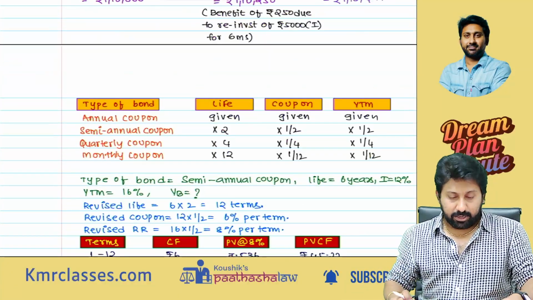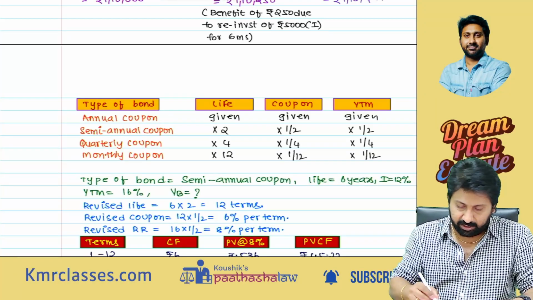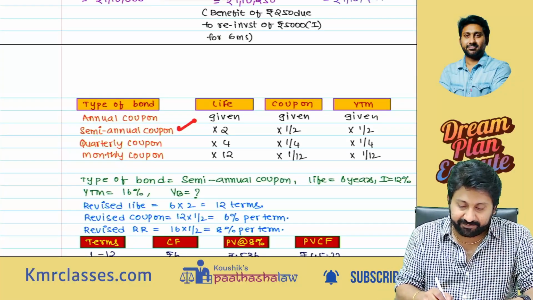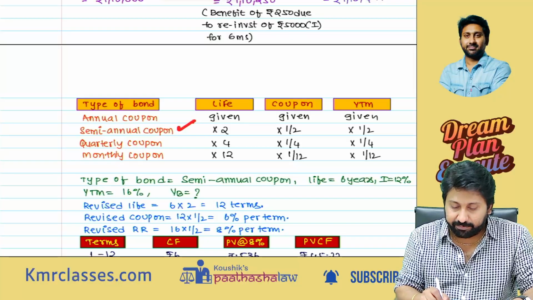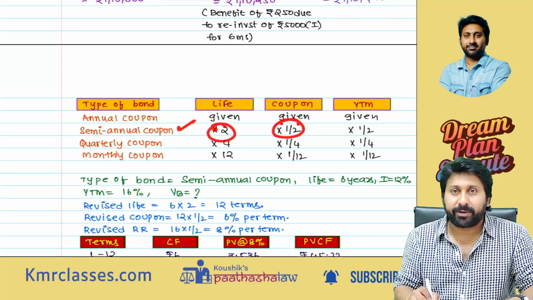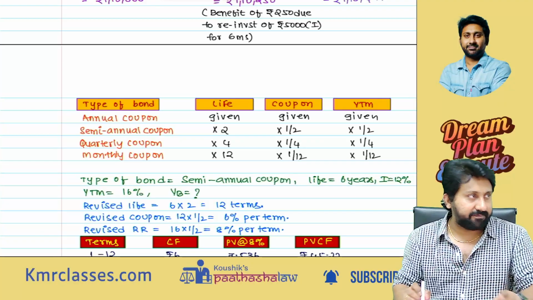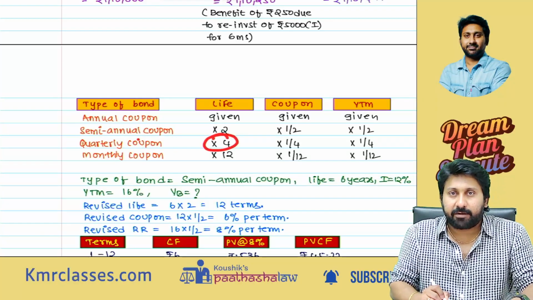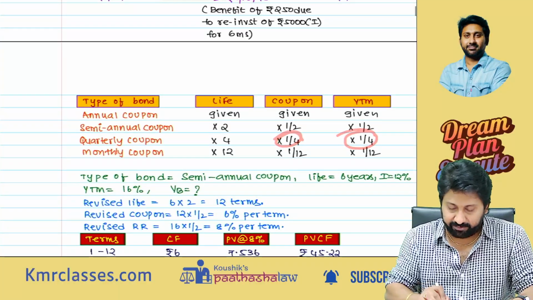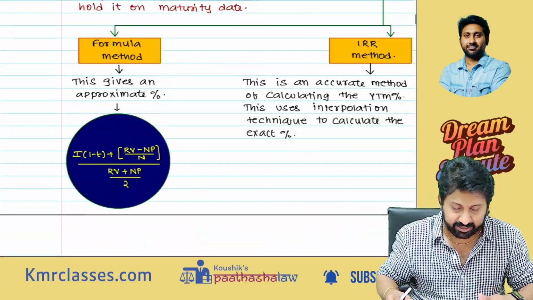So let's continue. If the bonds given are annual coupon bonds, meaning once in a year, then life will be as given in the question, coupon will be as given, YTM is as given. However, if it is a semi-annual coupon bond, life will be doubled. Instead of writing 5 years, we will write 10 half-year periods. Next, coupon will be halved and YTM will be halved. So what is doubled? Life doubled, the remaining are halved. Quarterly, life will be multiplied by 4 because a year has 4 quarters, and coupon and YTM divided by 4; monthly, multiplied by 12 and divided by 12. Completed. That's how semi-annual has to be dealt with.